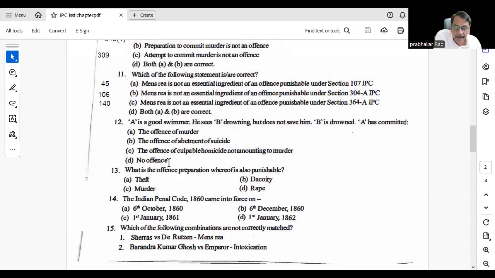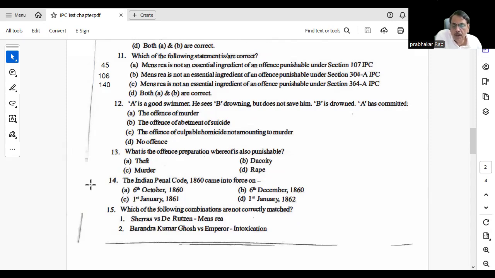Because A doesn't have any legal liability to save B. It is only a moral responsibility. Moral responsibility cannot be punished. Because you have plenty of money, a beggar is asking for alms for his food, and you want to give something, it is not an offense. It is only your moral thing, whether you would like to give it or you don't like to give it. Okay. Now we will go to the next question. What is the offense preparation whereof is also punishable?